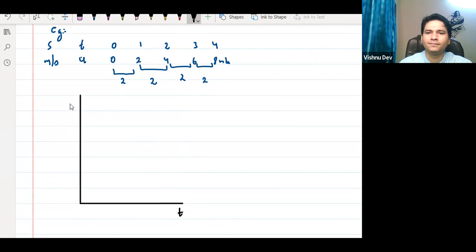Y-axis क्या होगा? But distance नहीं, यहाँ पे distance नहीं, speed है ना? समझा? Distance नहीं है, speed है, right? Yes, it will be speed. So this is called a speed time graph.